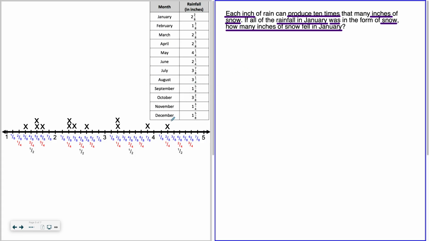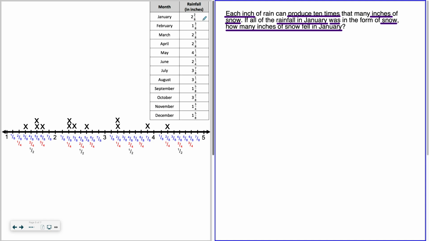So we have our data again. I'm like, each inch, so I know this is more than one, so repeatedly: the first inch, the second inch, the third inch, or 1 inch, 2 inches, 3 inches, produces 10 times that many inches of snow. So for the amount of rainfall that we have in January, it's 10 times as much. And they want to know how many inches of snow would fall in January if this was actually snow and not rain. So what equation would I write to solve this problem, knowing that each of the January inches in rain would be 10 times as much if it were snow?